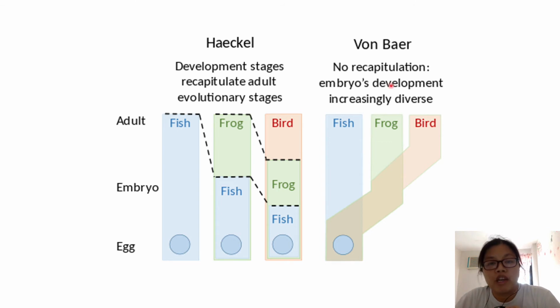Now let's go to von Baer's law. Von Baer recognized the similarities of the development of the embryo, but he said that only the embryonic stages resemble each other, not the adult form. You can get some idea on the evolutionary stages of the organism, but it doesn't represent or recapitulate or resemble the adult form of its ancestors. Okay?